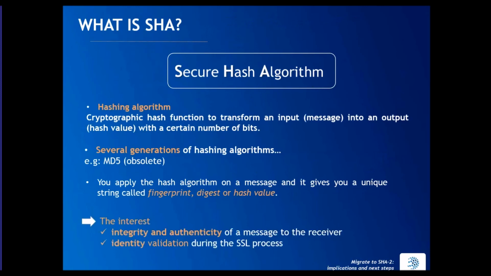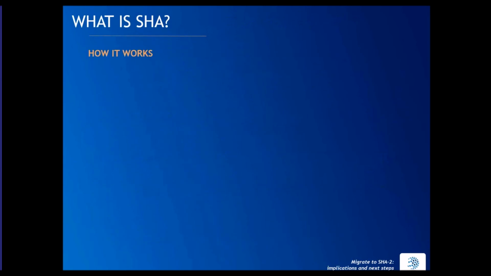So when you apply the SHA algorithm on a message, it gives you a unique string called fingerprint, digest, or hash value. And this is to actually provide the integrity and authenticity of a message to the receiver and identify the validation during the SSL process. That is the reason why we have the SHA algorithm.